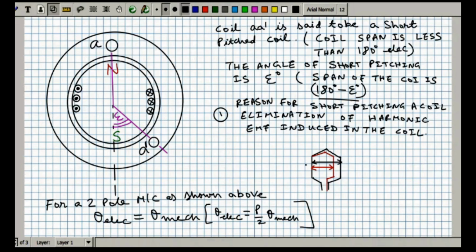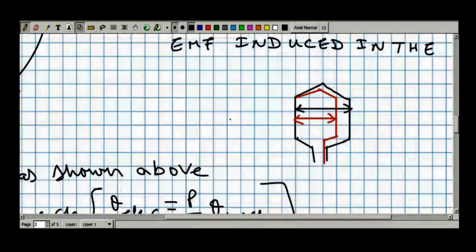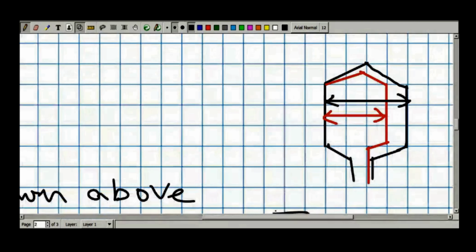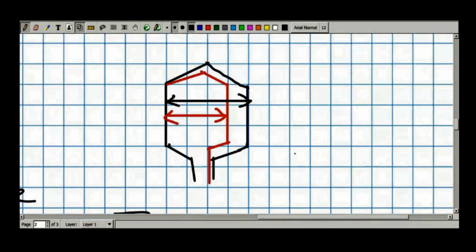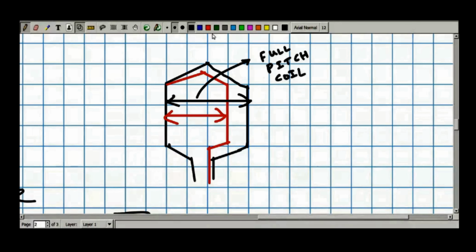Let me zoom it for you so that it is a better view. Now you see, this black one is the span representing a full pitch coil, and this red one is for your short pitched coil.